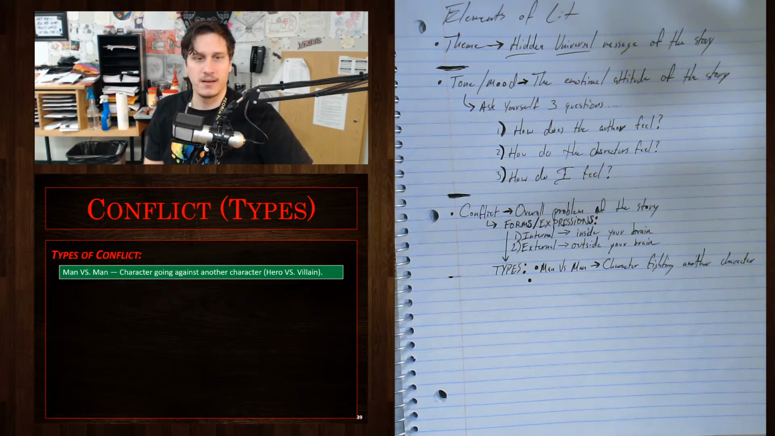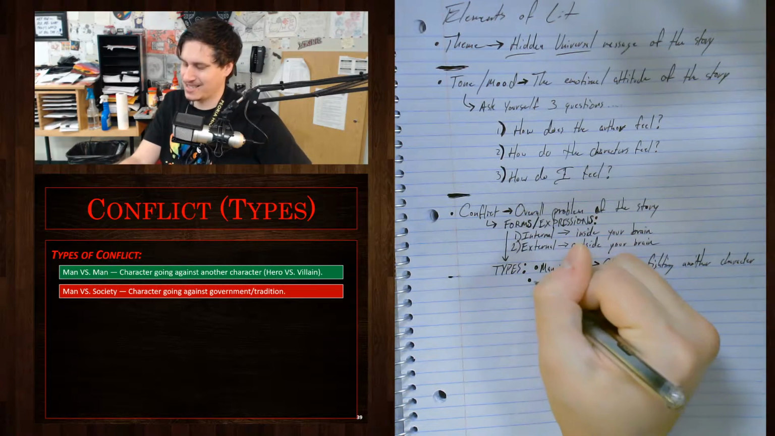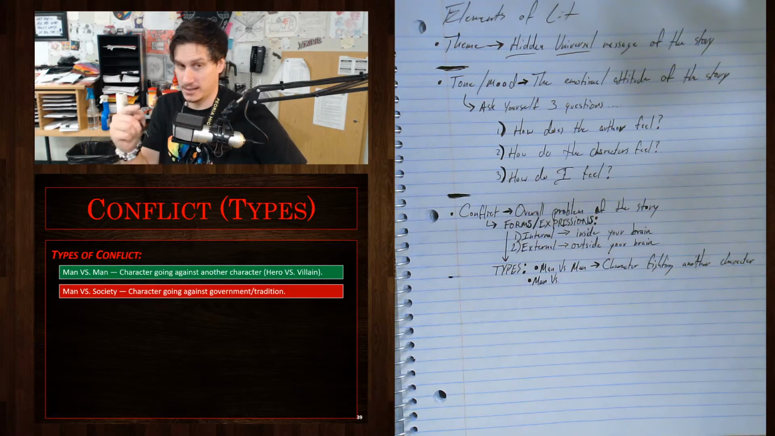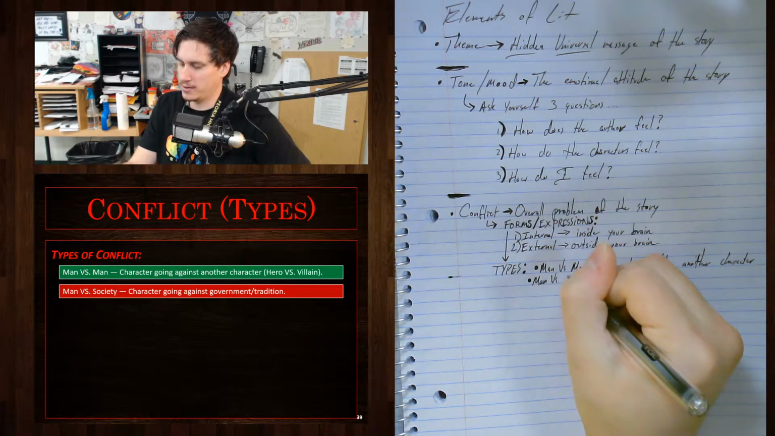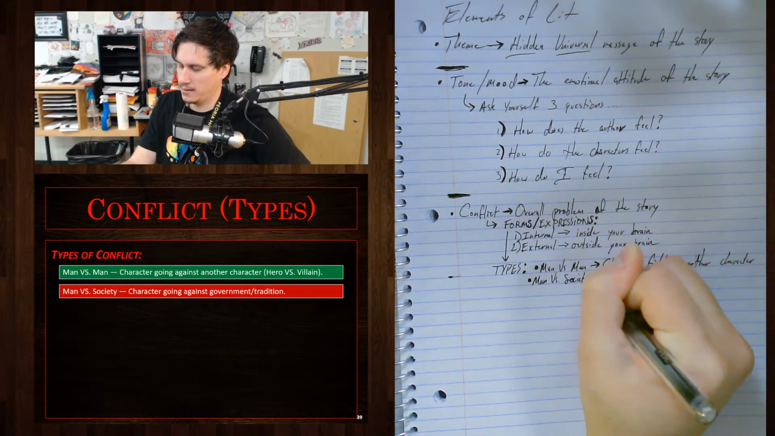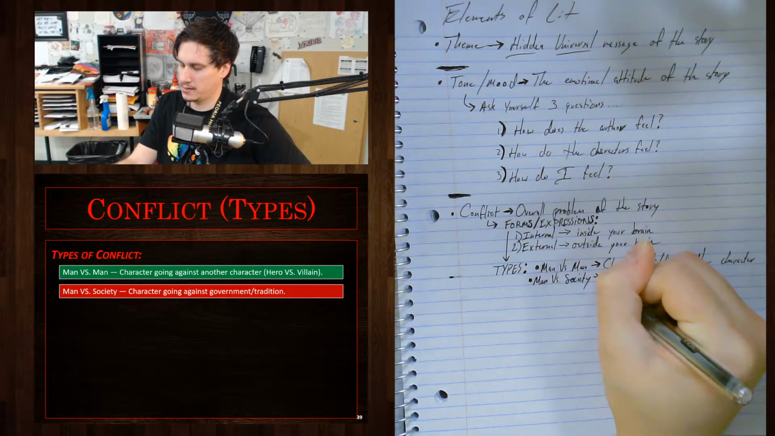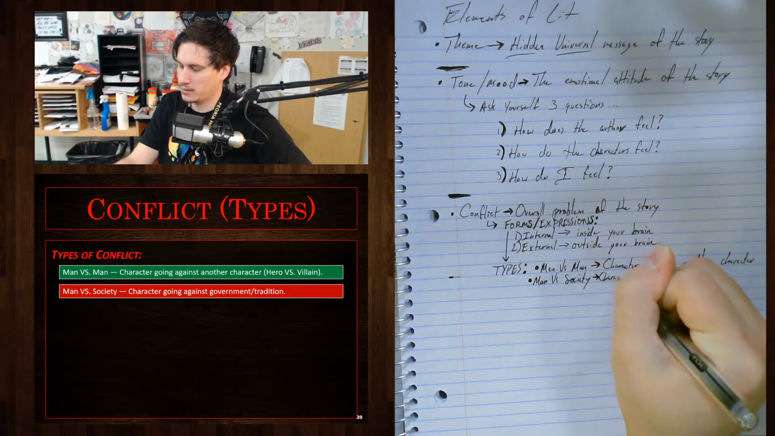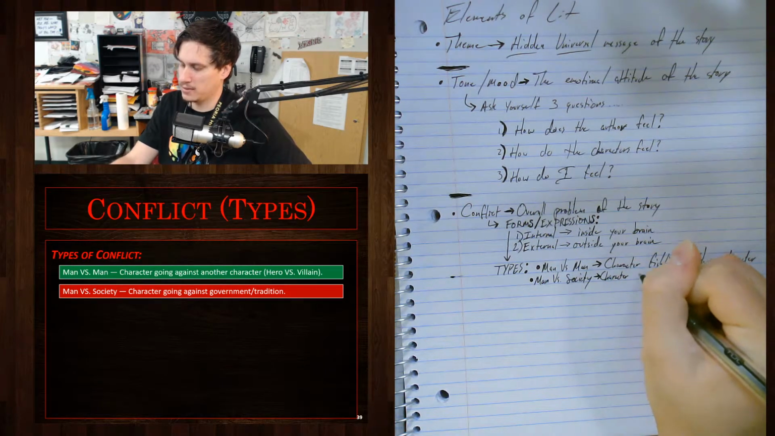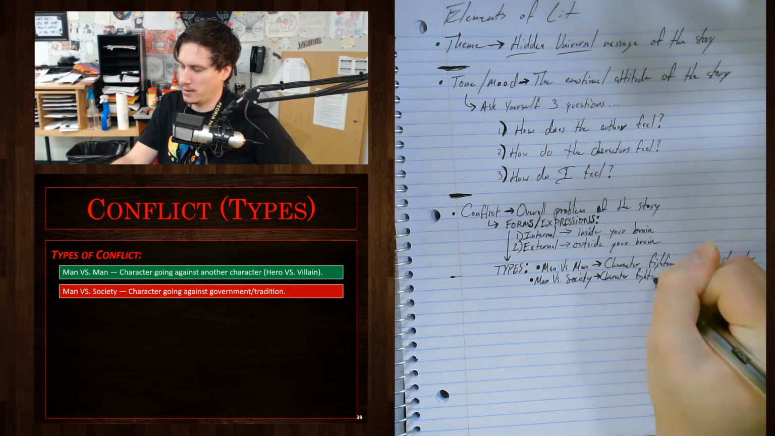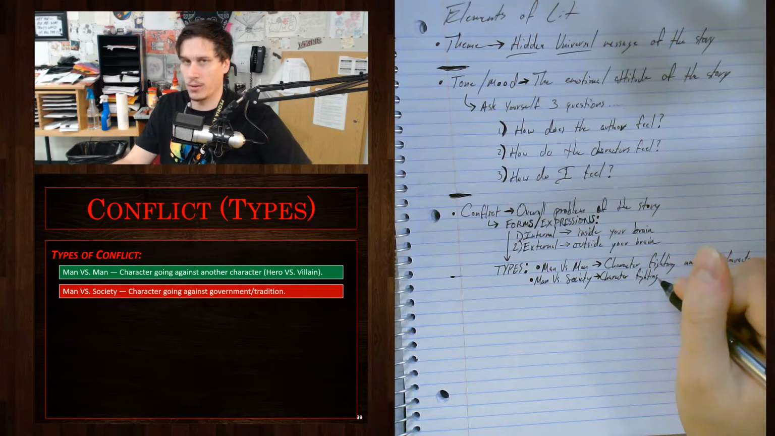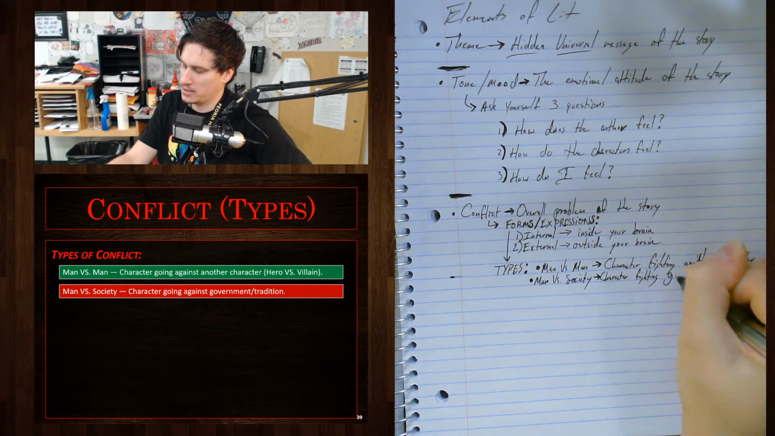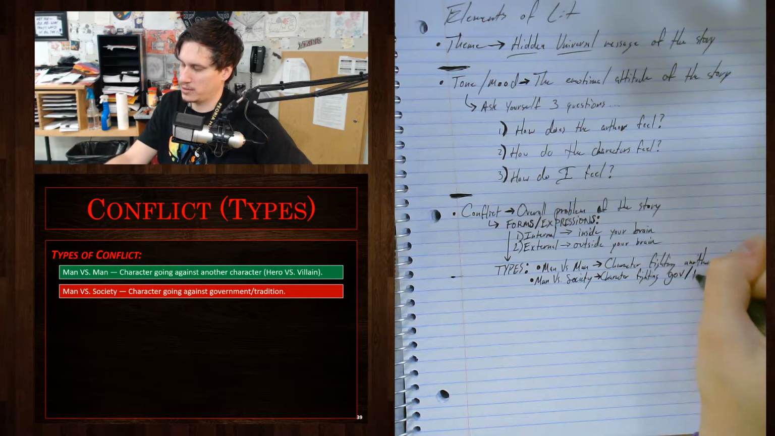Next, you're going to have man versus society. For this definition, I would heavily encourage you to write it exactly how I have it. The reason why I have this is because there are two words here that I want you to get. This is when a character is fighting against the government or some sort of tradition or establishment. So character fighting, I'm just going to say gov/tradition.